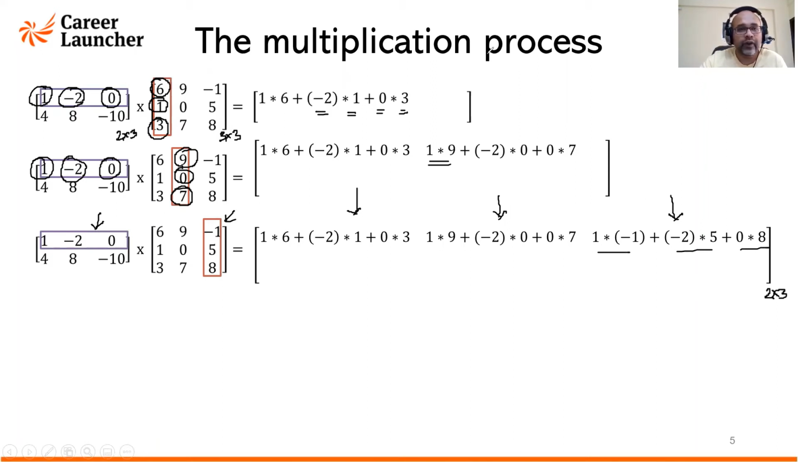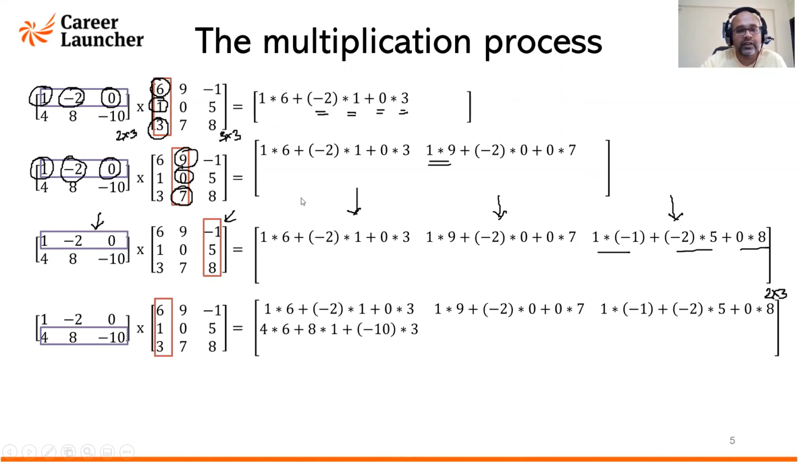Right? Go forward. Then once we finish row 1 of the first matrix, multiplied with all the columns, you will now shift to row 2. Then repeat the process again from the first column. Which means now you have 4 multiplied by 6. Where is the 4? This is the 4. Where is the 6? This is the 6. 8 multiplied by 1. Negative 10 multiplied by 3.